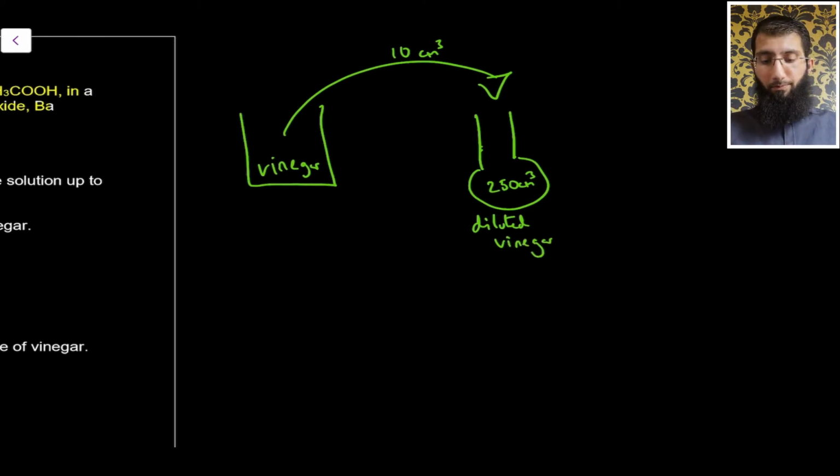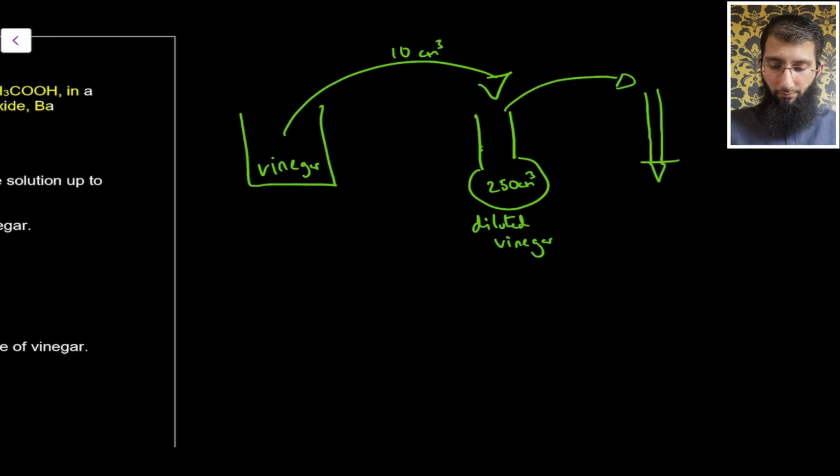Now we're going to take the diluted vinegar from the volumetric flask, and we're going to pop it into a burette, and we're going to titrate it with barium hydroxide. Awful diagrams, I know. We're not going to get marked on this, so it's fine.